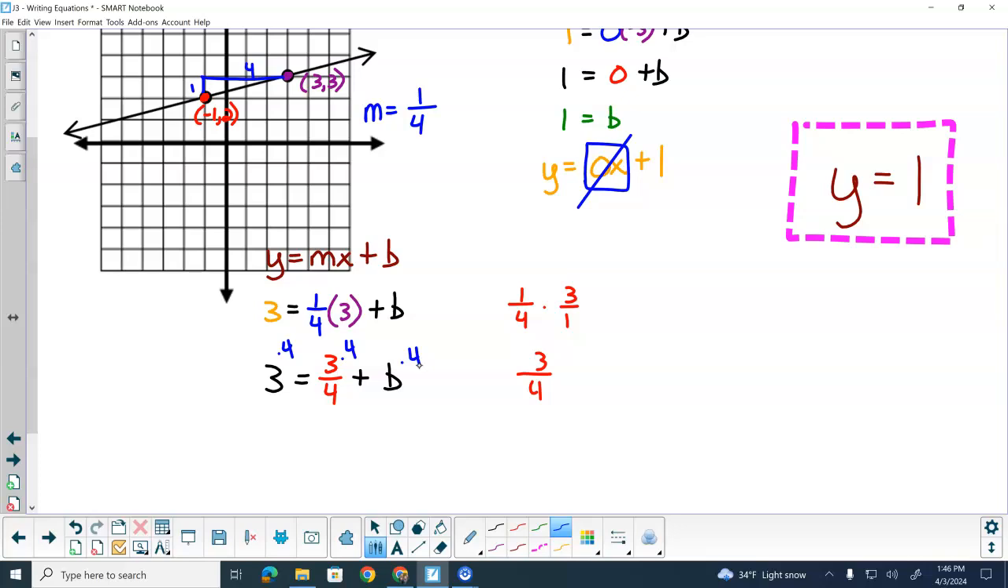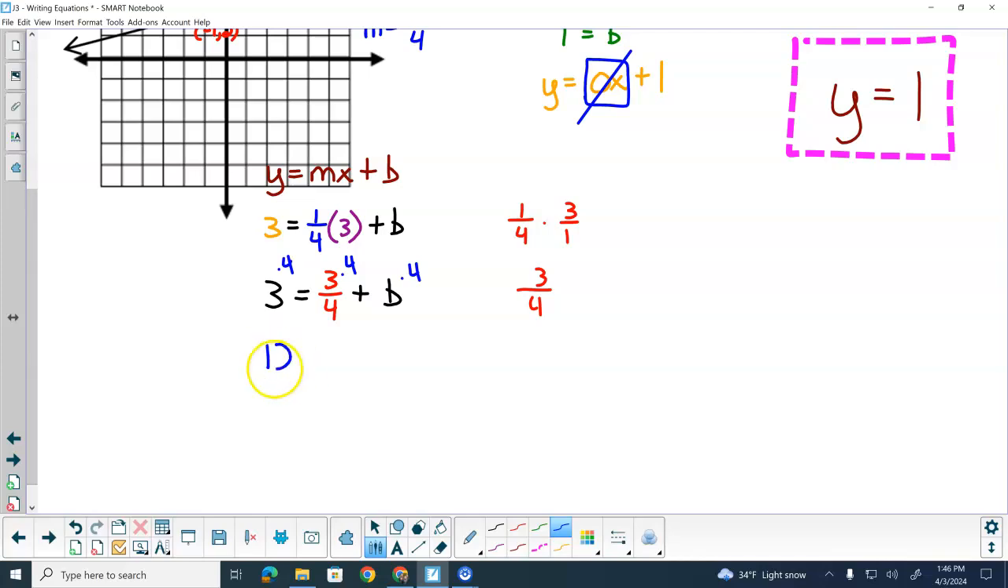Sure. 3 times 4 is 12, yeah. Done. 3/4 times 4 is just 3, right? Yeah. 3. 4 times B is 4B. Exactly.